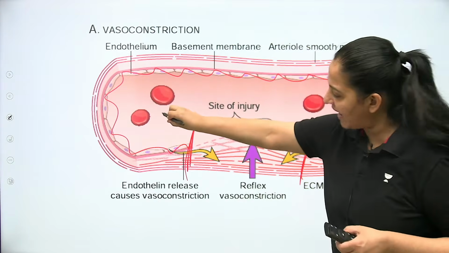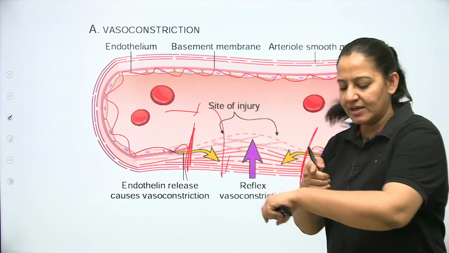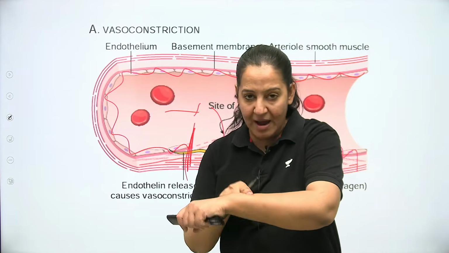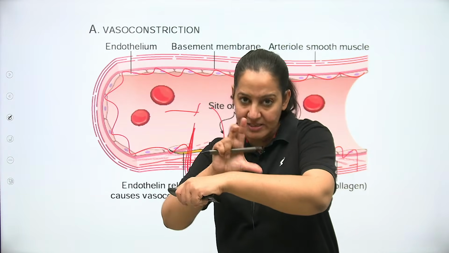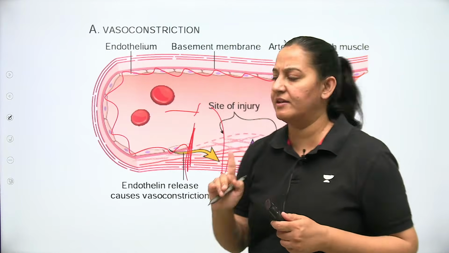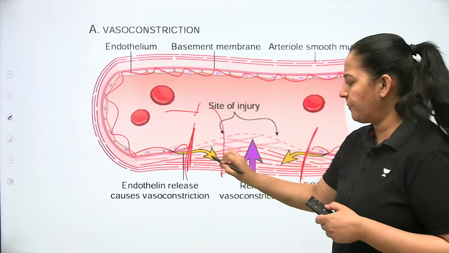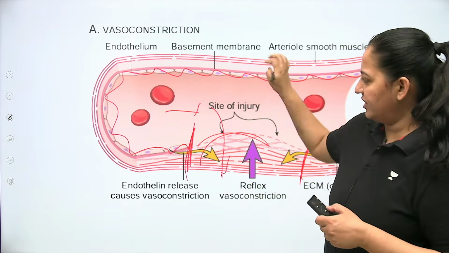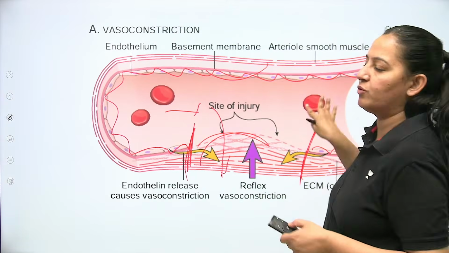So blood will come here less, so there will be less bleeding. As soon as I am having a cut here, that portion of the blood vessel is vasoconstricted, so less blood is coming here, less bleeding, right? This is transient, the first change. Give me a thumbs up. You can appreciate the vasoconstriction of this portion as compared to the other portion.